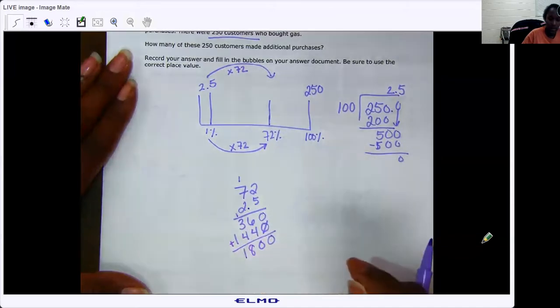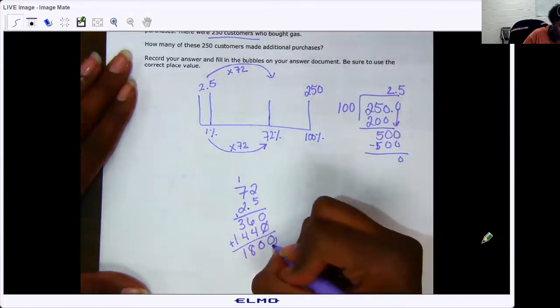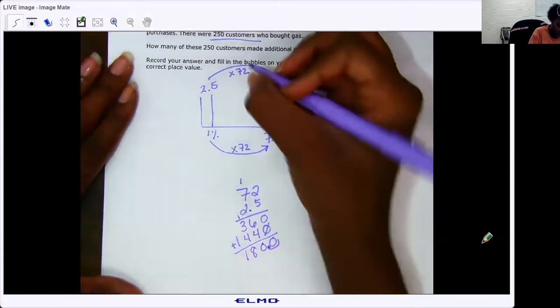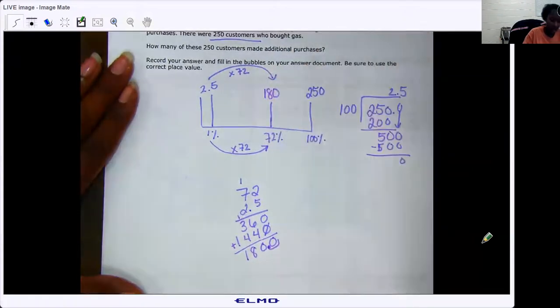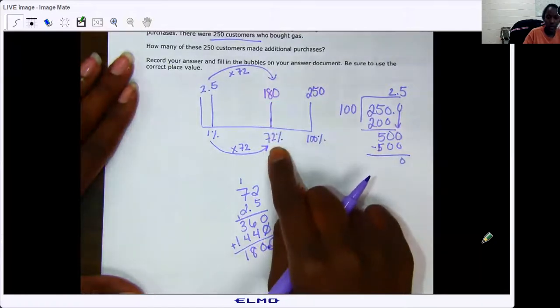Okay, we're still not done. We have 1 decimal place. So I need to move that from the back. 180. So 180 of those customers were the ones who made additional purchases.